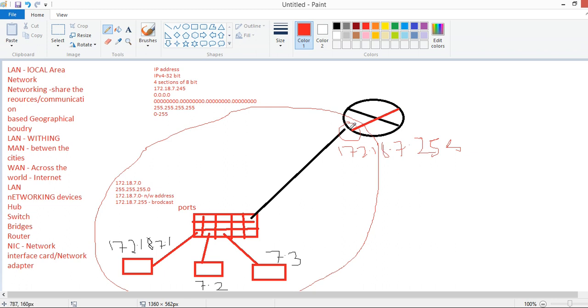Now this interface, which is 7.254, can be an interface of your gateway. This is called a gateway. Now gateway.